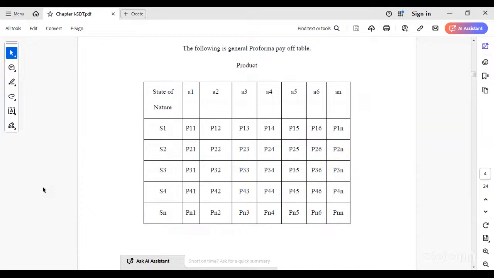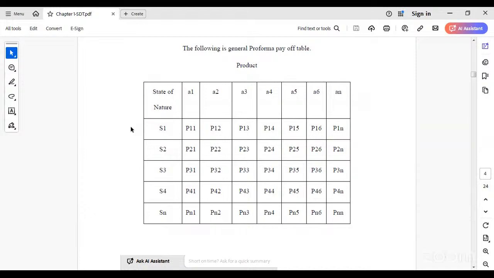So first, the first row: P first row first column, P first row second column, P first row third column, fourth column, fifth column, sixth column, and P first row n column. Then S2 here: P second row first column, second column, third column, fourth column, fifth column, sixth column, and P second row n column.